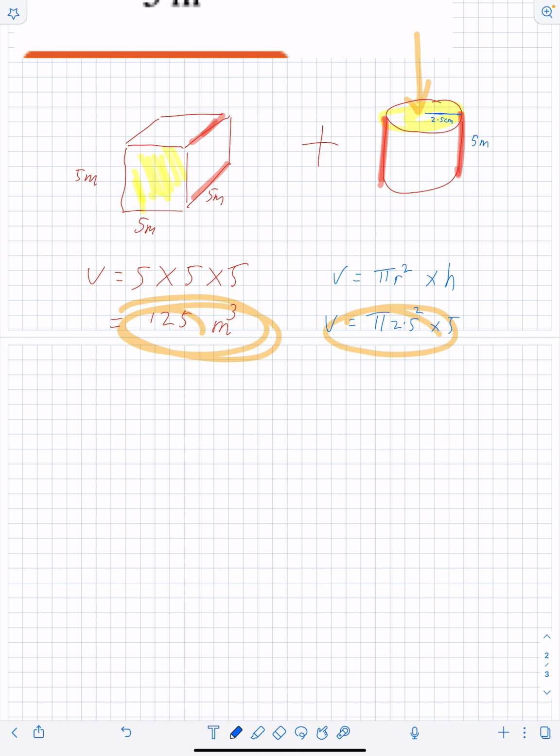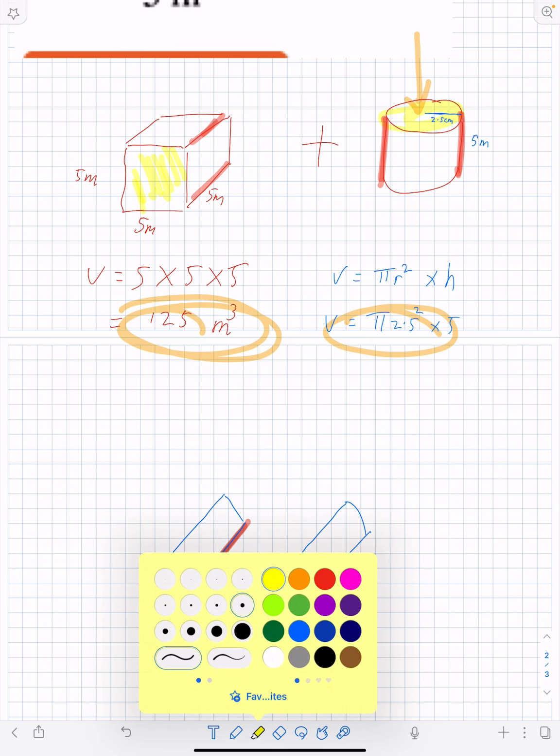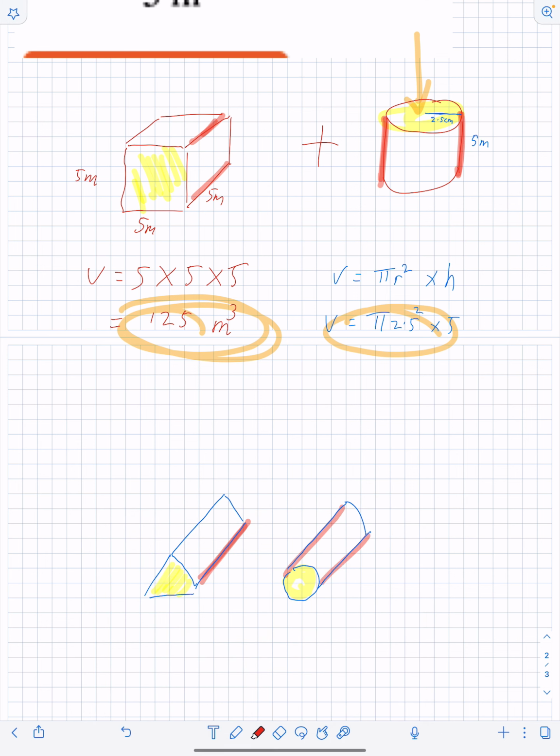Some other ones. So maybe we've got a triangular prism. It's like this, right? So that's a prism. So we want the area of, let's call it the base there, multiplied by how deep it is. Again, for a cylinder, we want the area of the base times by how deep it is.